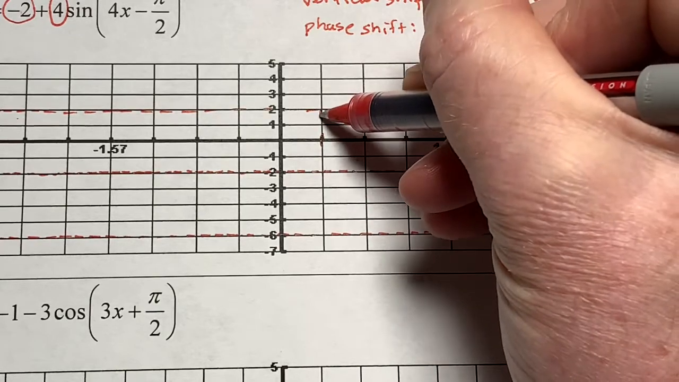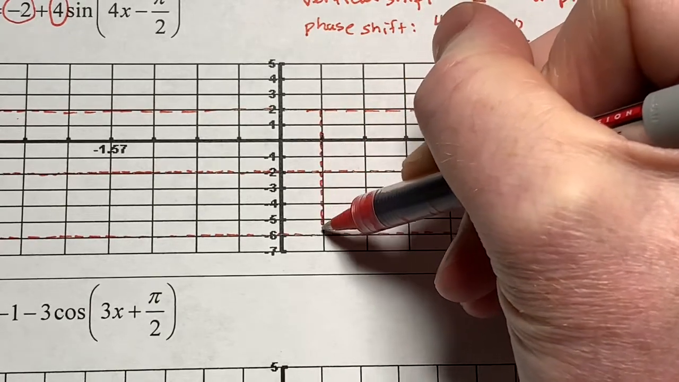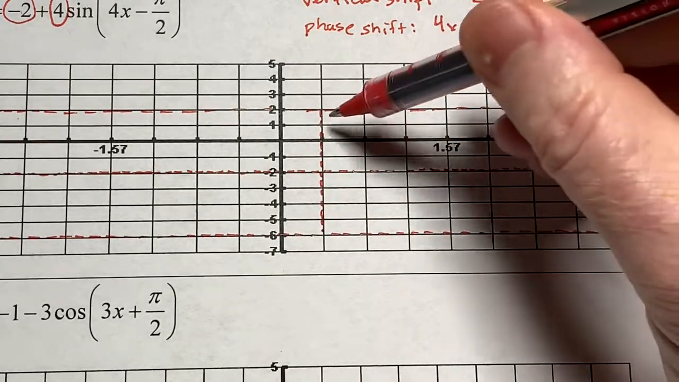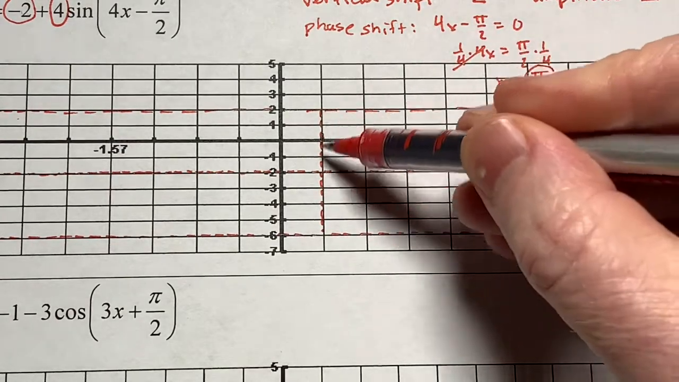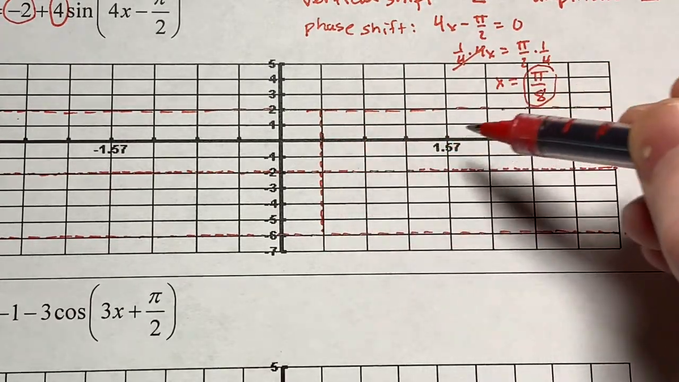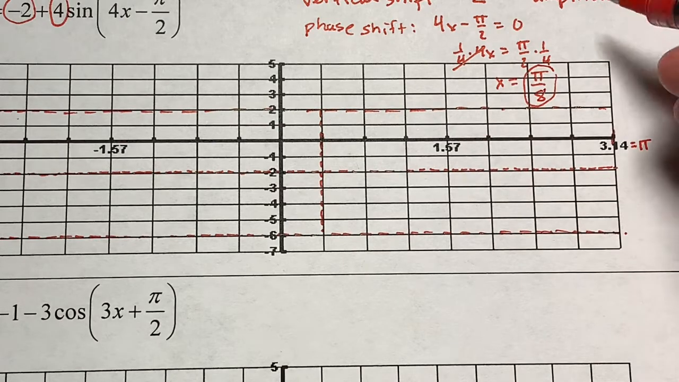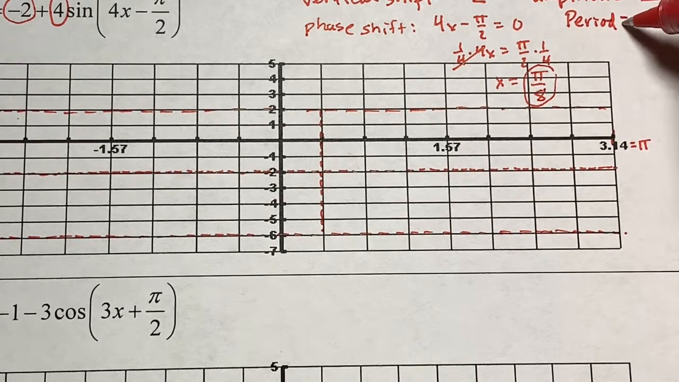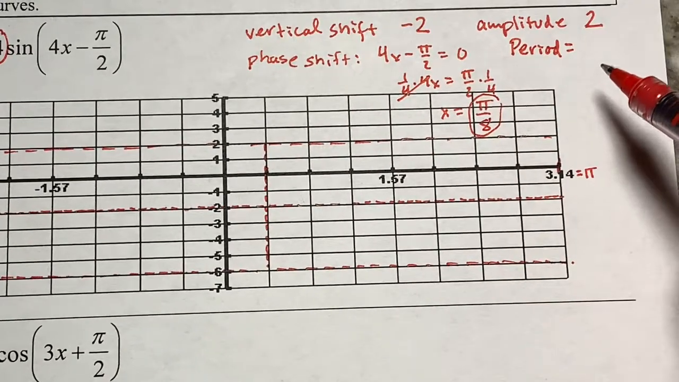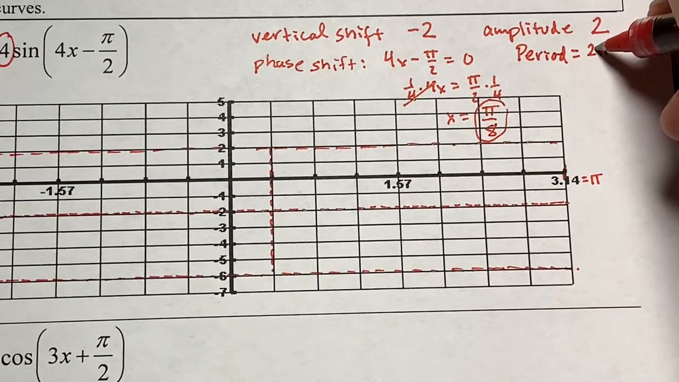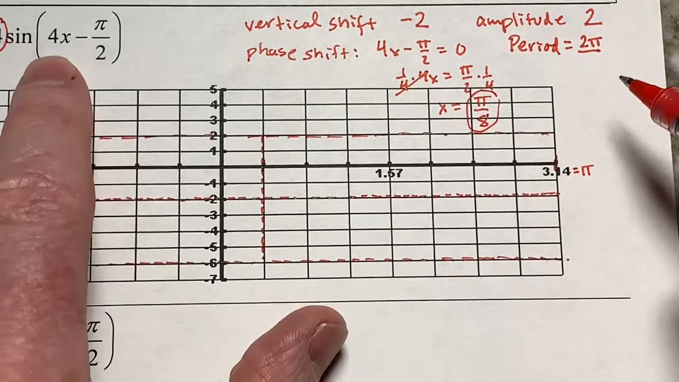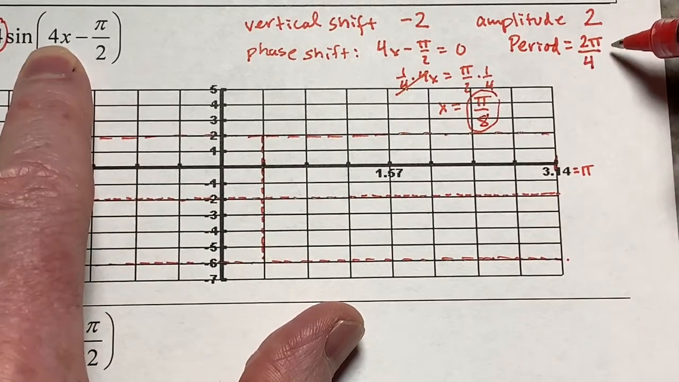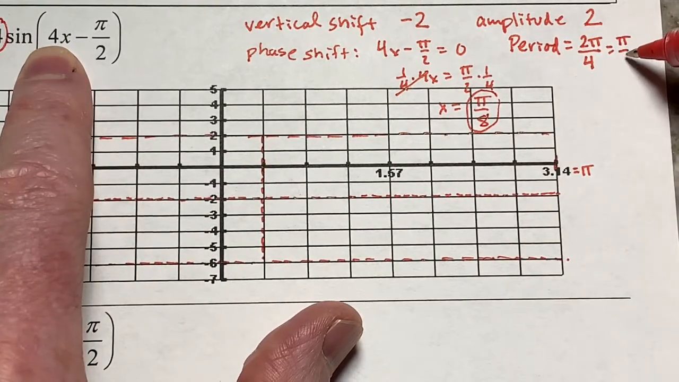So this gives me, right here, the left side of my box. So now I've got the top, the middle, the bottom, and the left side. All I need now is the right side, wherever it is. That is the period. To find the length of my period, what did I tell you to do? I told you to take 2 pi and divide it by the b value, which was 4. That gives me 1/2 of a pi.